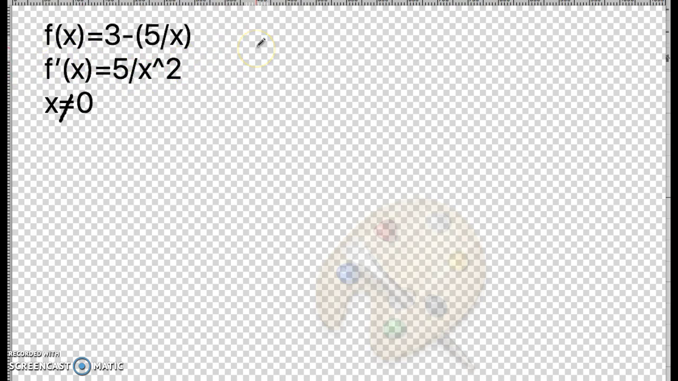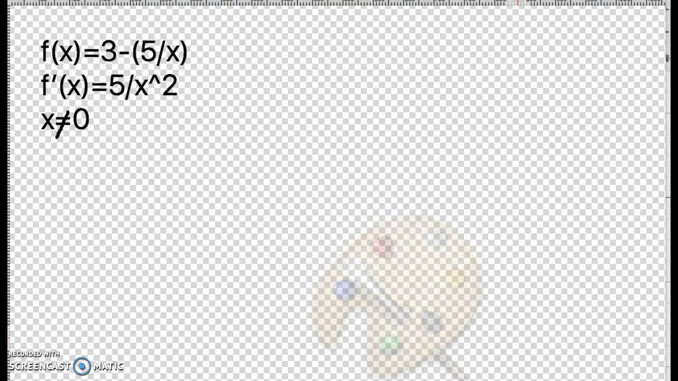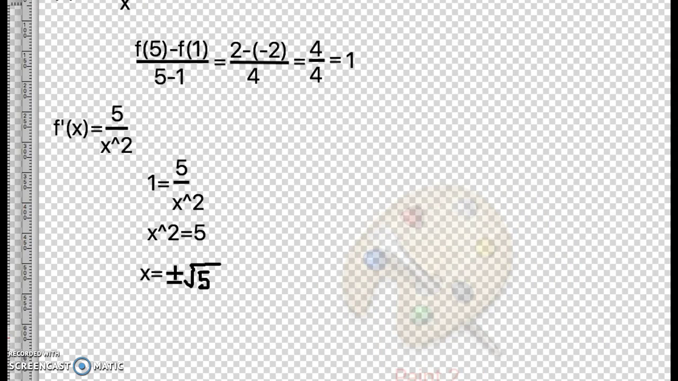Since we only need the interval of 1 to 5, and anything divided by 0 does not exist, it means that the equation is also differentiable on the interval 1 to 5. Since we already found out that the equation is continuous and differentiable, we have to plug 5 and 1 into the original equation to find the slope, which is over here.